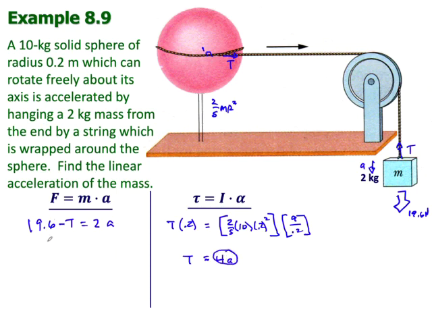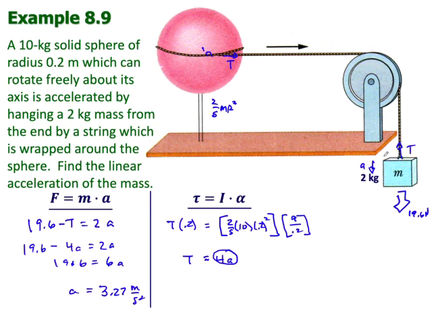Substituting that into the other side, I get 19.6 minus 4A is equal to 2A, or 19.6 is equal to 6A. Grabbing my calculator, 19.6... I know you probably solved this already. Oh no, my calculator just went dead. Oh, sorry, 19.6 divided by 6, and you get about 3.27, which is the correct answer.